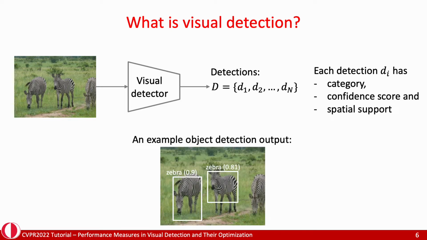An example visual detection task is object detection. A typical output for this task would look like the detections shown here. There are two detections shown. Each has a category, which is zebra in this case, a confidence score, and a bounding box denoting the spatial support of the detected object.